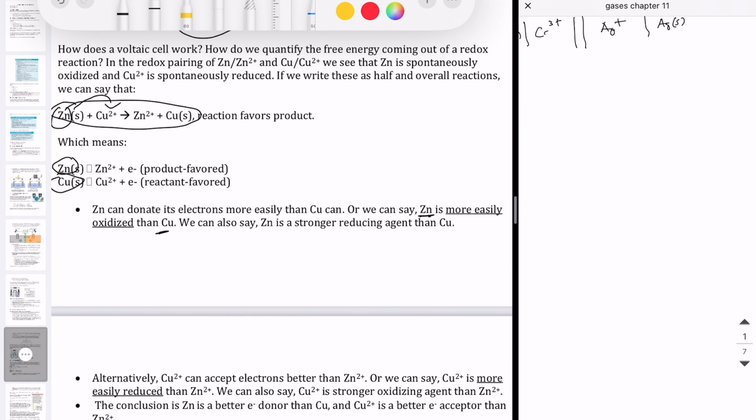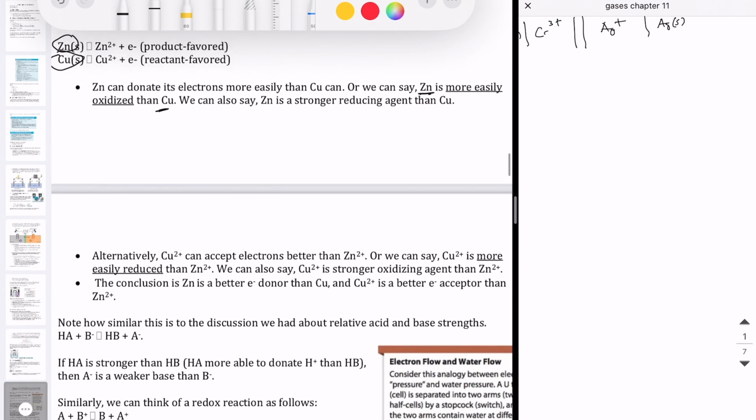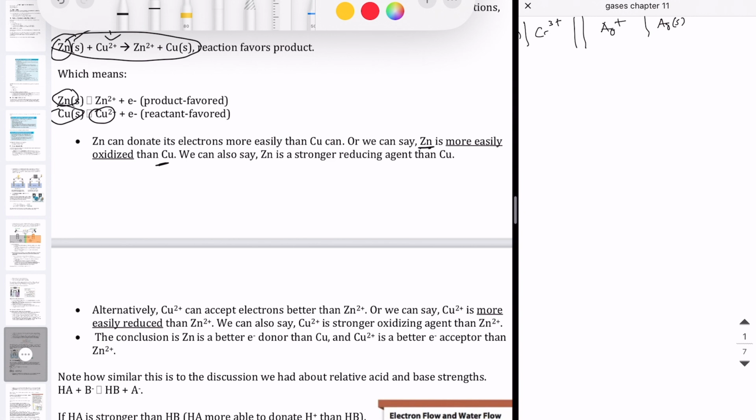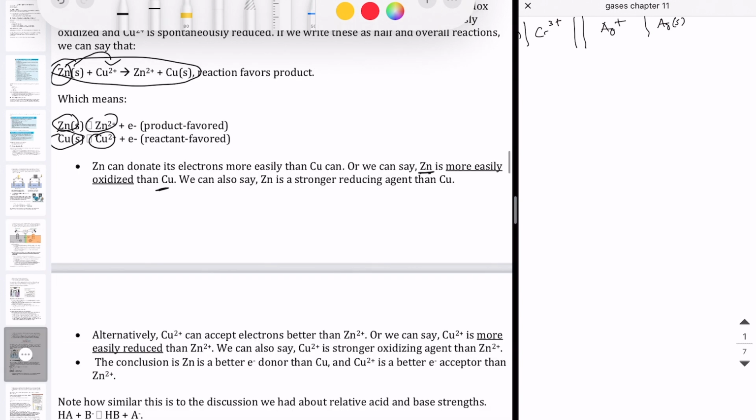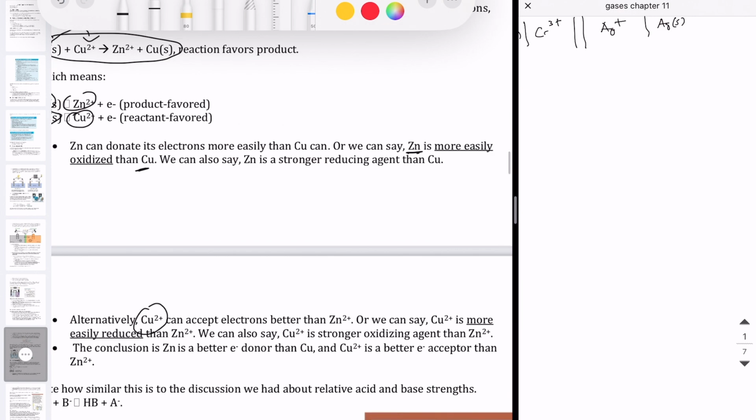Again, we're comparing the specific elements, right? How likely is one to oxidize compared to the other one? Zinc is more likely because we see it happen. Alternatively, copper 2 plus is better at accepting that electron compared to zinc 2 plus because the spontaneous flow is from zinc, the electrons flowing out, into copper 2 plus. So the copper 2 plus is accepting that electron. So therefore, I can say that copper 2 plus is a better electron acceptor than zinc 2 plus. And of course, that's another way of saying copper 2 plus is more easily reduced compared to zinc 2 plus, okay?